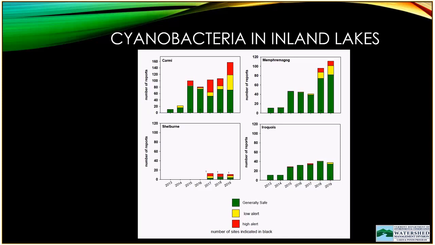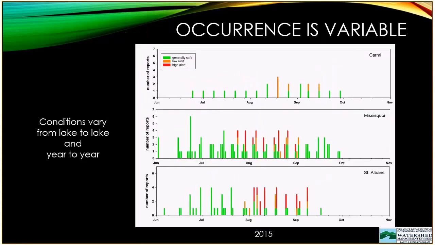Not all lakes in Vermont are monitored, so we do not have this information. It's one of the reasons why we encourage people to become familiar with what cyanobacteria look like so they can make determinations on how to use the water at the time when they're there. Again, I want to emphasize that conditions vary each year from lake to lake and within a lake from year to year. This data is from 2015.